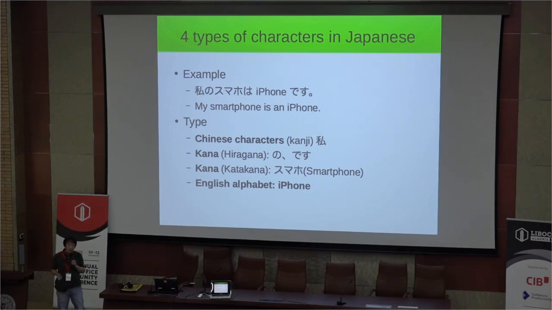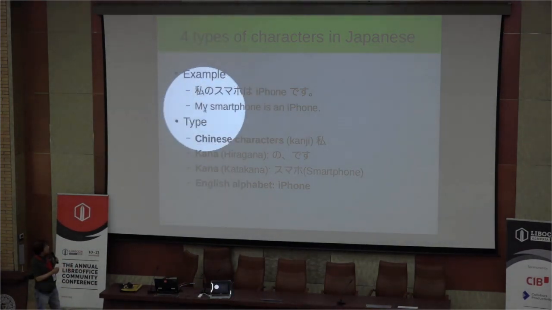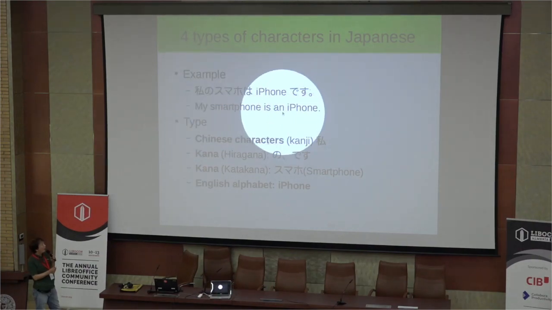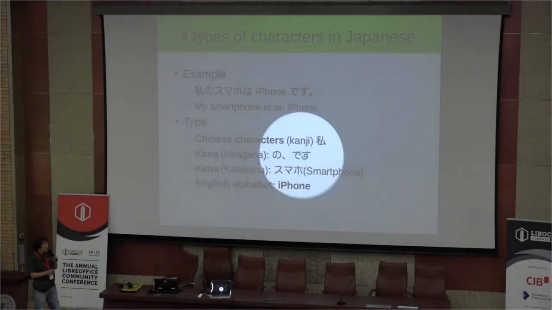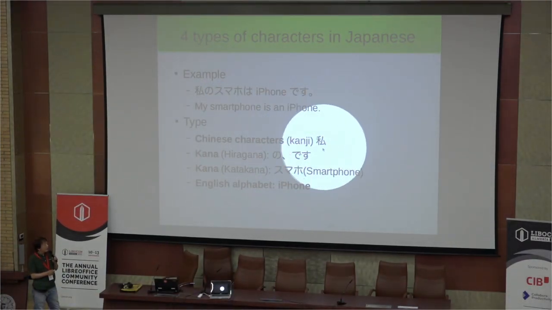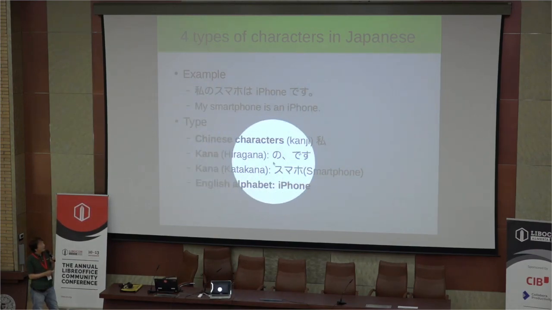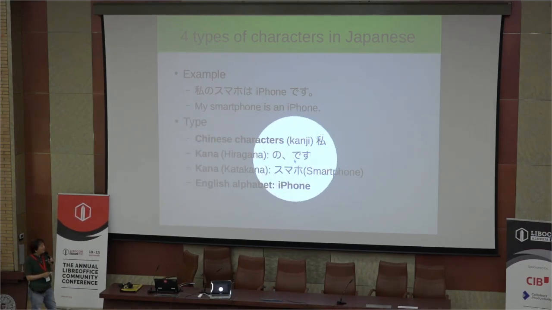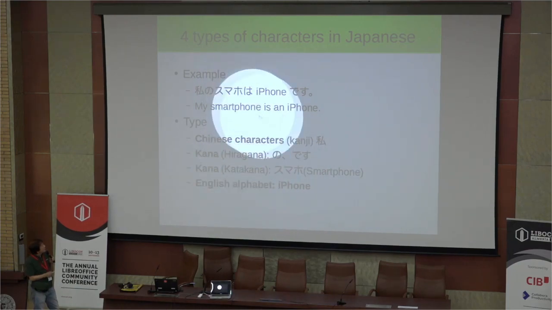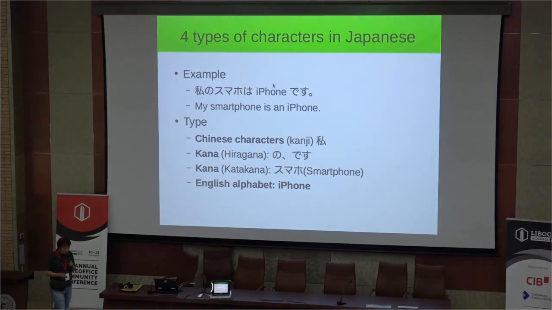Four types of characters in Japanese. This is an example. In Japanese, watashi no sumaho wa iPhone desu. My smartphone is an iPhone. Four types of characters. A Chinese character, kanji, watashi is kanji. Hiragana is no and desu. And katakana, sumaho, smartphone. And the English alphabet. So many complicated language.